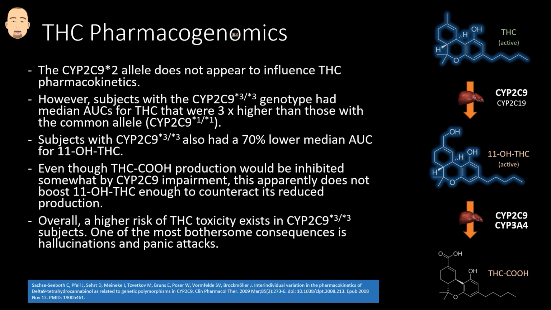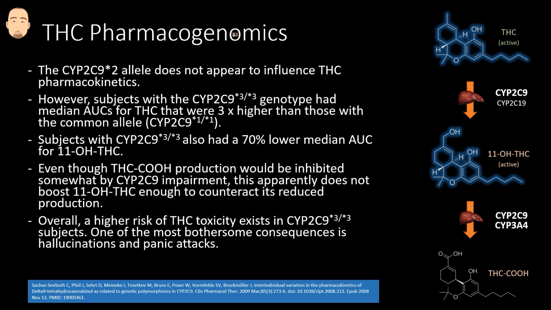So we get about 3 times the exposure to THC if you're homozygous for this *3/*3 mutation. That does mean they produce less 11-OH THC, but it will take them longer to get to the inactive metabolite, which is THC-COOH, which basically translates to THC toxicity.